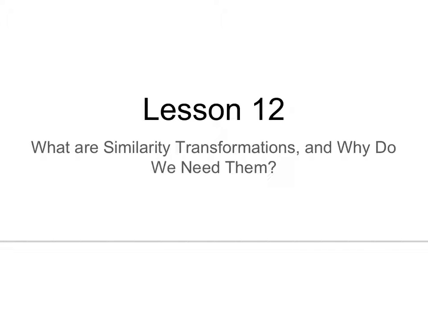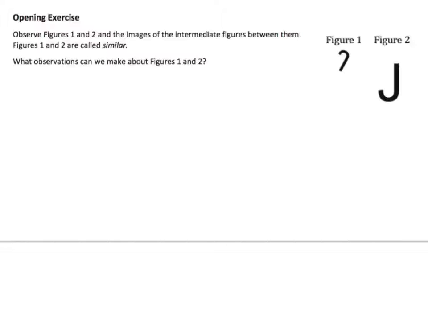Okay, geometry, we're going to take what we've learned so far in this group of lessons and apply it to similarity transformations and start talking about similarity of shapes. So first of all, observe figures 1 and 2 and the images of intermediate figures between them. Figures 1 and 2 are called similar. What observations can we make about figures 1 and 2?